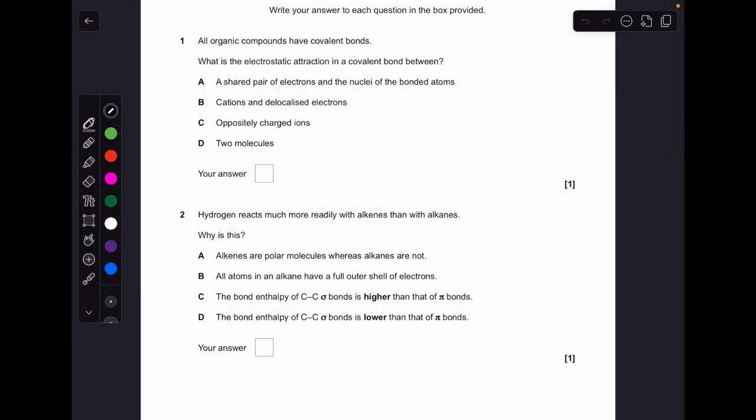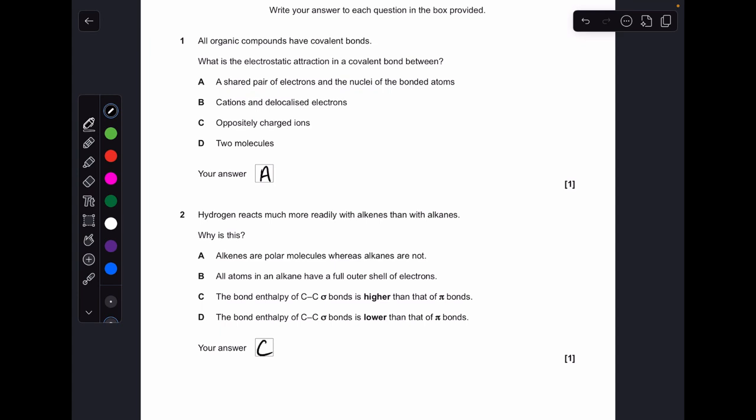So starting with number 1, nice easy one this one. What is the electrostatic attraction in a covalent bond between? It's a shared pair of electrons and the nuclei of the bonded atoms. So answer A. Number 2 is basically asking why alkenes are more reactive than alkanes, and it's down to the fact that the pi bond is weaker than the sigma bond. So option C is that one.